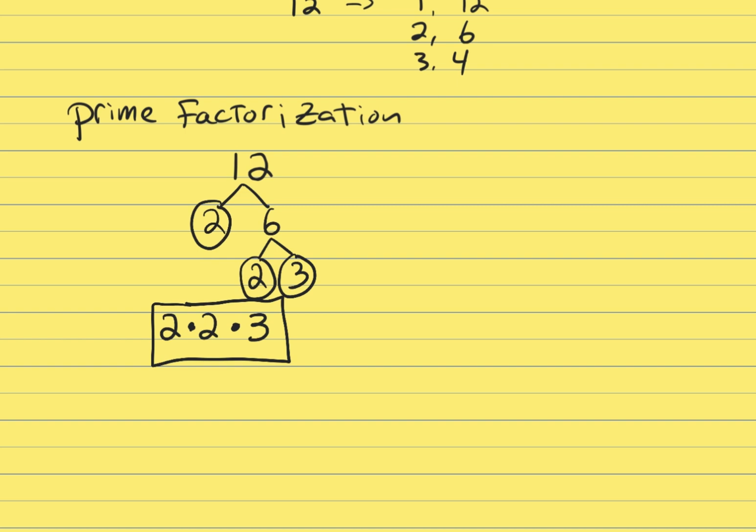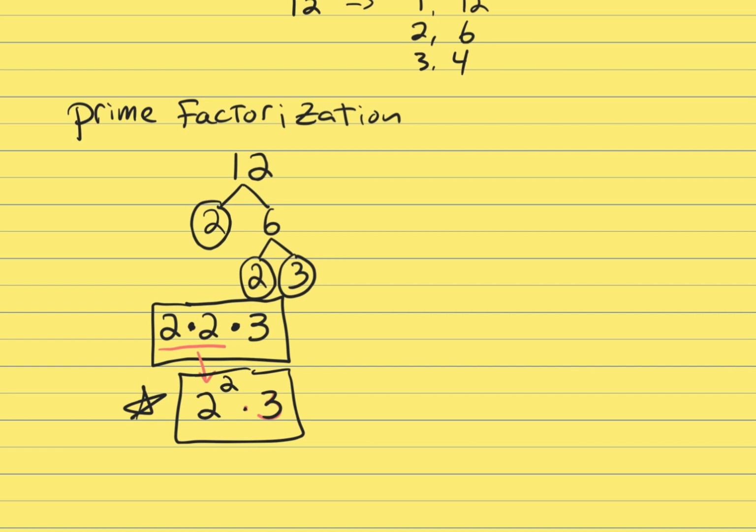Another way to write them, and the preferred way to write them, is to write them in exponential form. And we've done this before. How many 2's do I have? 2. So 2 squared is the same thing as 2 times 2. So I can rewrite the 2 times 2 as 2 squared times 3. These two things mean exactly the same thing. It's just 2 different ways to write it. We are going to use that as our preferred way to do it.